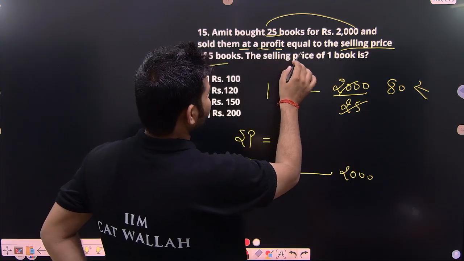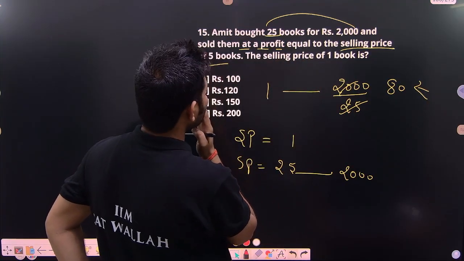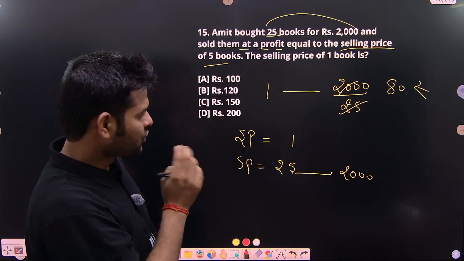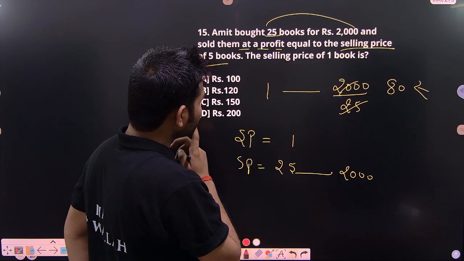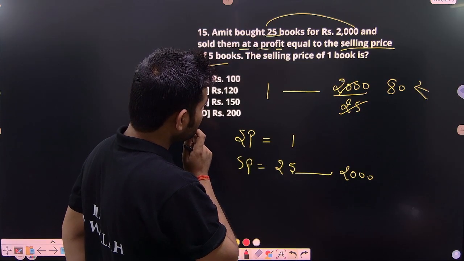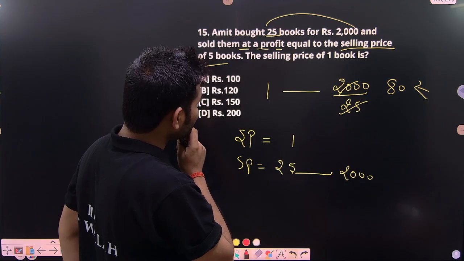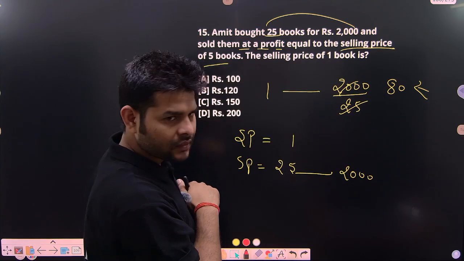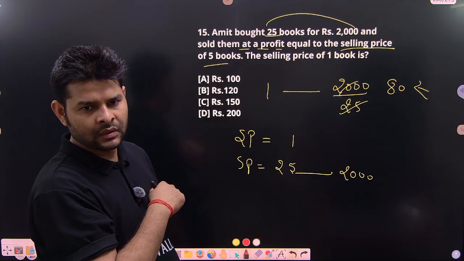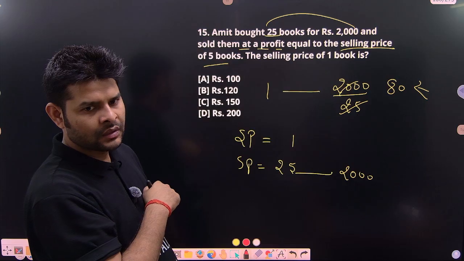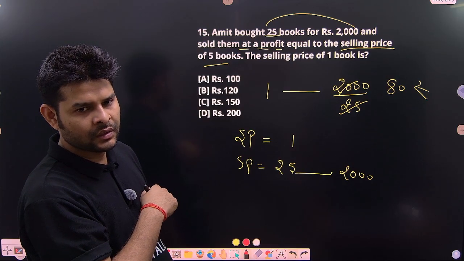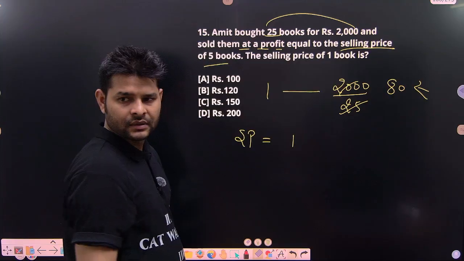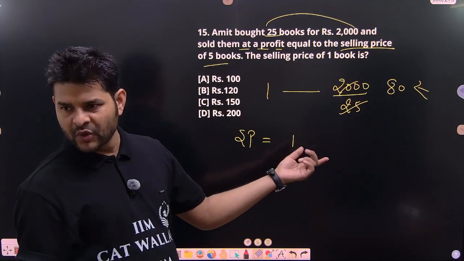Sold them at a profit equal to the selling price of 5 articles. So basically he had made a profit. So profit, if one article cost is 1, SP would be 30. Okay. CP 20 exactly. Guys, SP of one book is rupees 1.